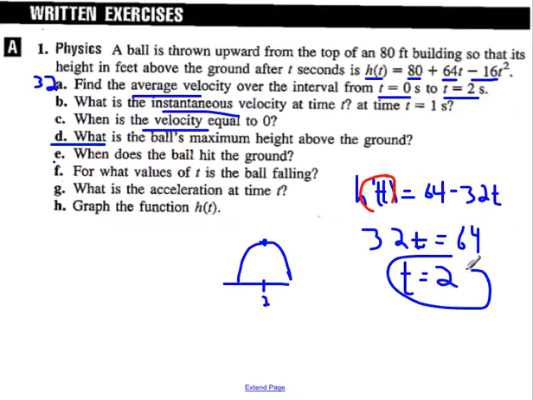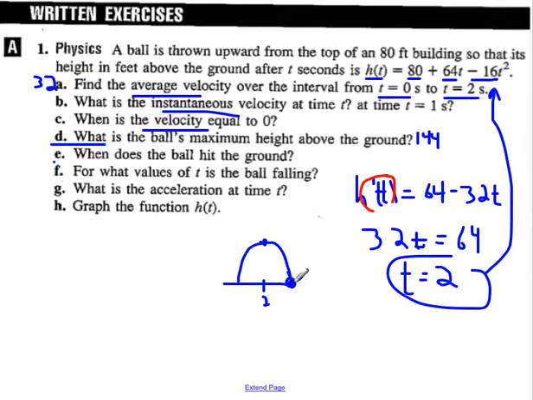Okay, well, take your 2 and plug it into your original equation. That gives you your position. So if you plug in a 2 for t, 80 plus 64 times 2 minus 16 times 2 squared, we're going to get 144, just like the book says, 144 feet. E, when does the ball hit the ground?